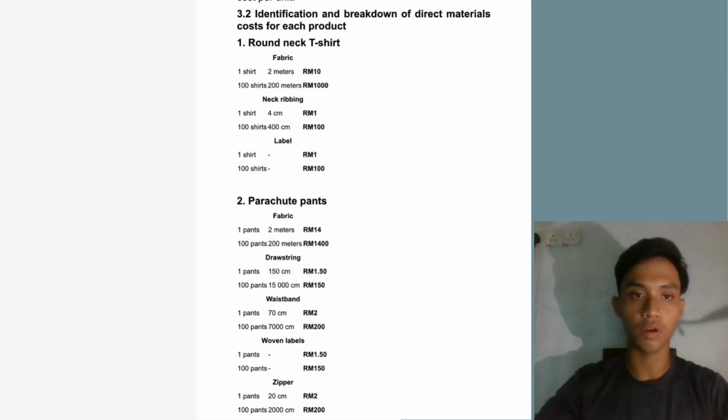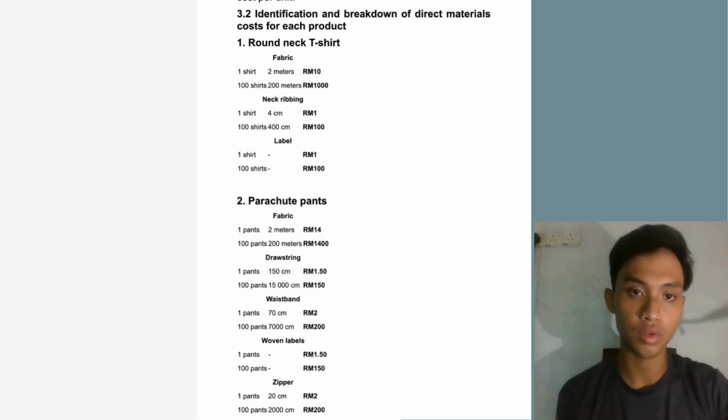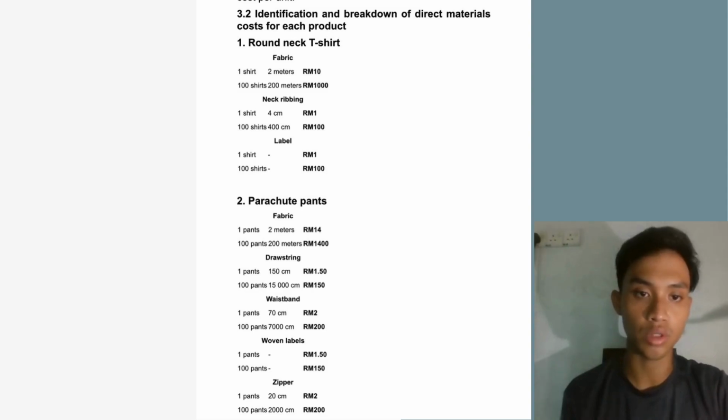Identification and breakdown of direct material cost for each product. So first of all, the round neck t-shirt fabric: one shirt uses 2 meters, so the total is 10 ringgit. So for 100 t-shirts, we use 200 meters and the total is 1000 ringgit.